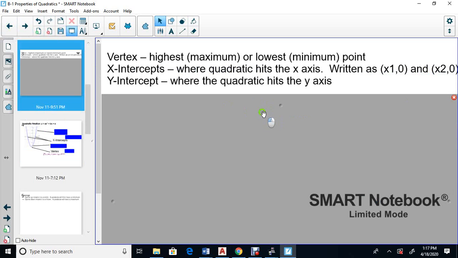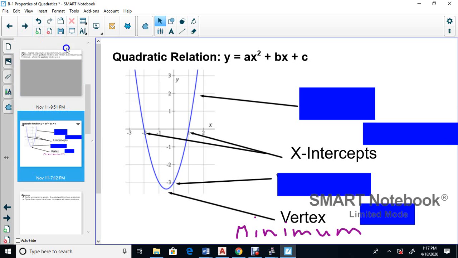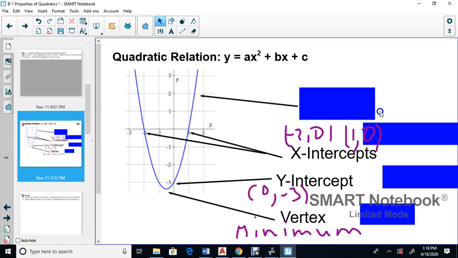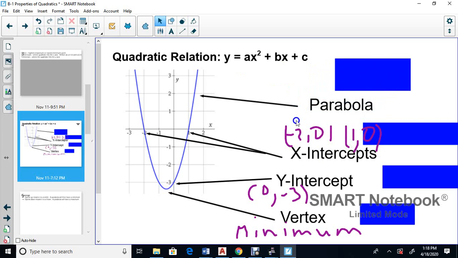Y-intercept, where the quadratic hits the y-axis. So let's go back here. This here is the y-intercept. Okay, and you'd write it as a coordinate. So for this particular one, the y-intercept here is x is 0, so 0, -3. And the 2 x-intercepts, if you wanted to write them, okay, this one here would be -2, 0. And the other one there would be 1, 0. Okay, and finally, the shape of this whole shape is called a parabola. Okay, let's move on to the next part here.